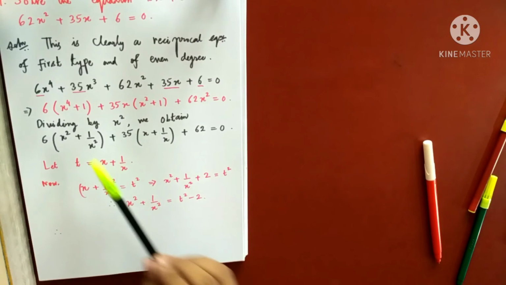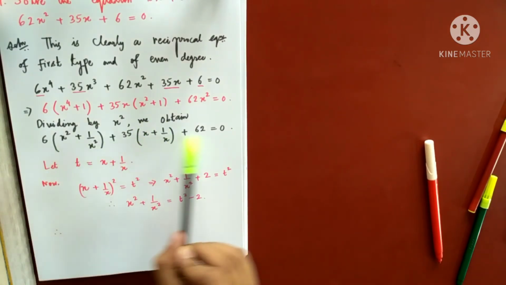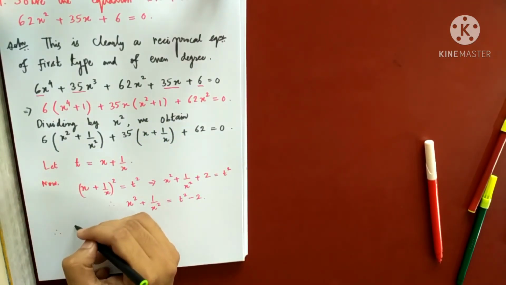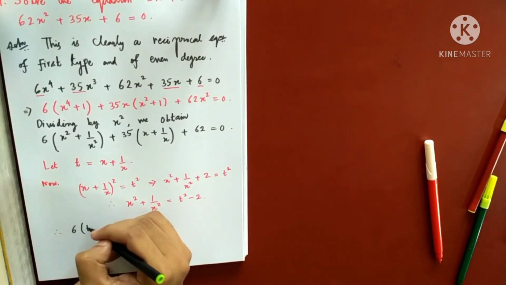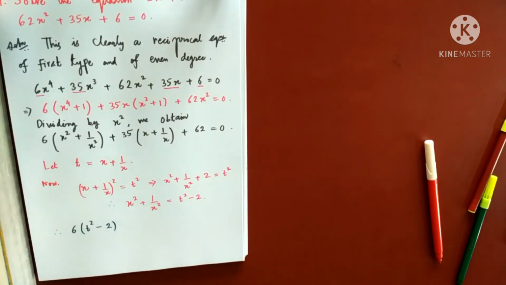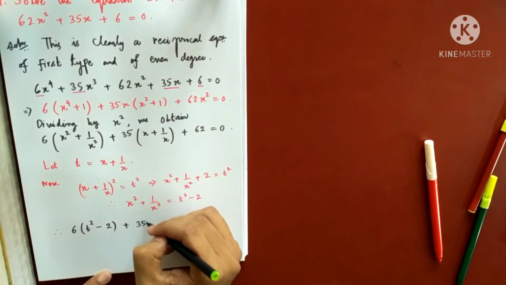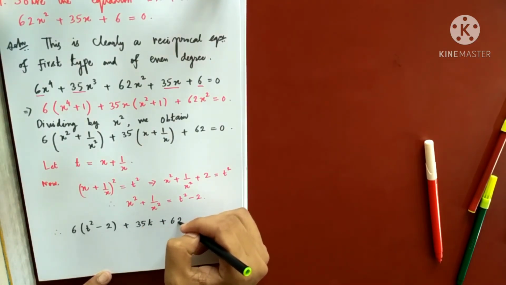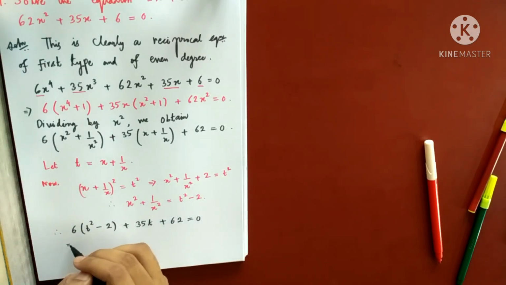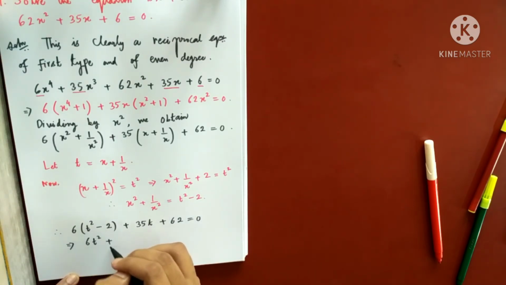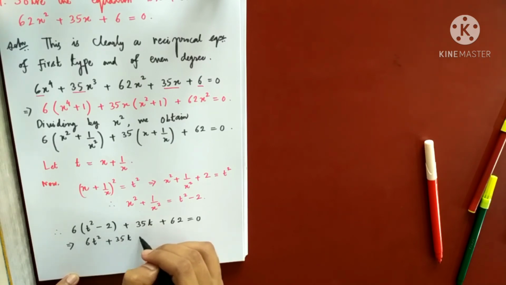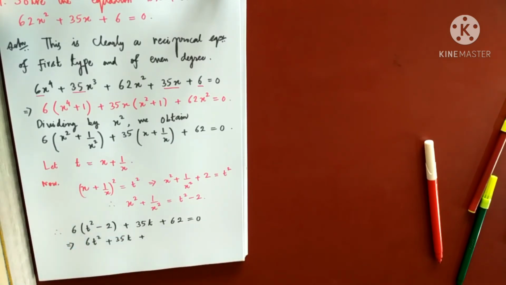I am taking this t, I'll express this in terms of t. So 6 times t square minus 2 plus 35t plus 62 equals 0. This is nothing but 6t square plus 35t plus 62 minus 12, right? 62 minus 12, that is nothing but how much? So that will become 50, right?